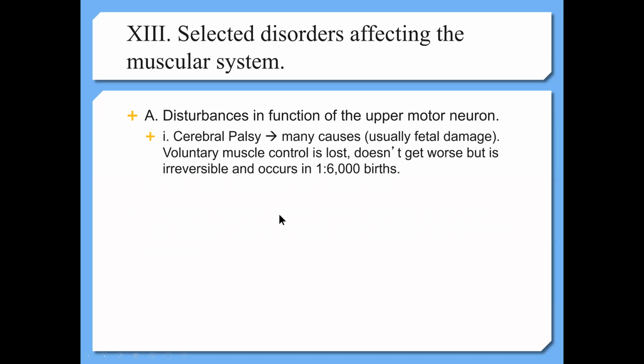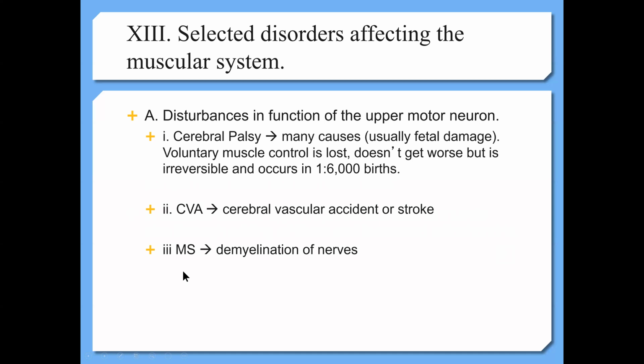Cerebral palsy is one of these things, okay? Usually caused at birth, usually fetal damage, voluntary muscle control is lost, it doesn't get worse, but is irreversible, and occurs in about 1 in 6,000 births, okay? A cerebral vascular accident, or stroke, obviously is a central nervous system problem, high up in the brain, where you have a stroke. So that would be a disturbance in the upper motor neuron. These are just two examples, okay?